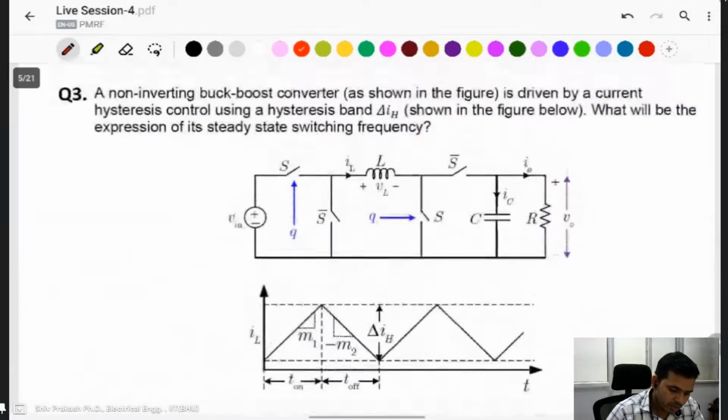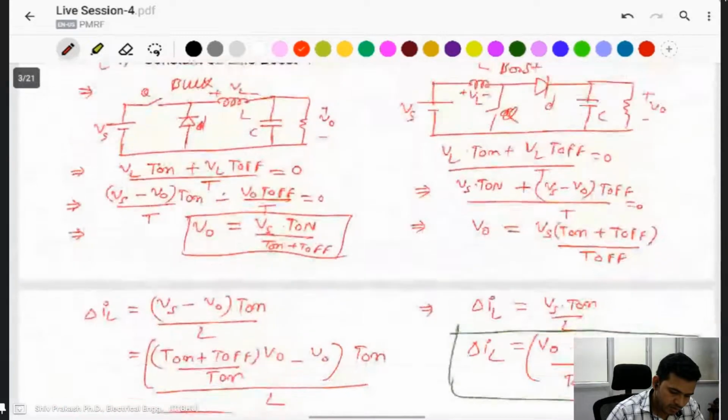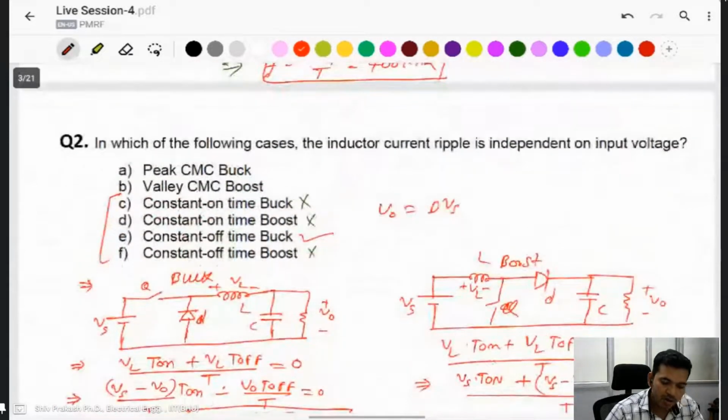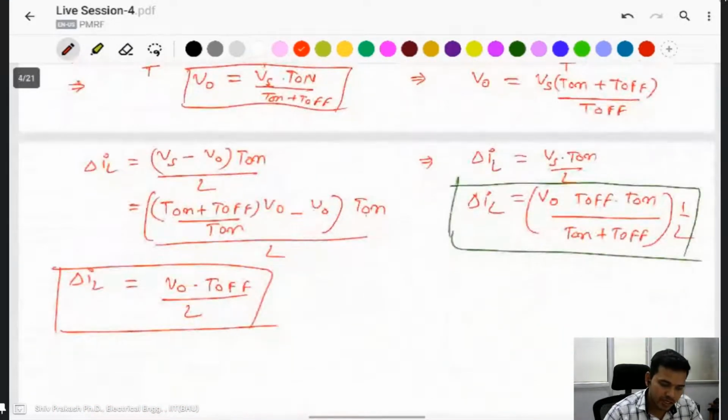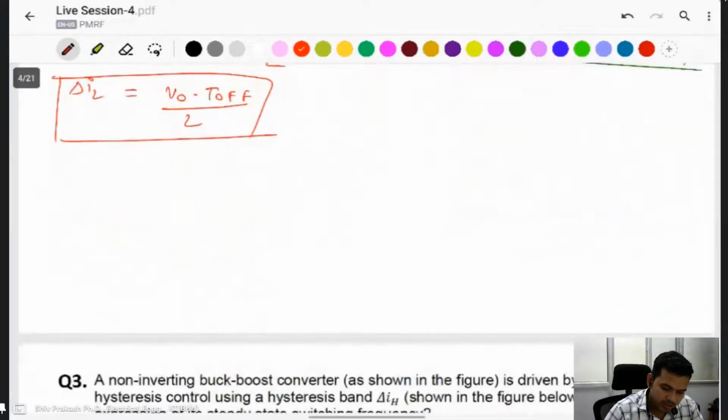Second question, I think option number E, constant off time buck converter. Because here, you see there delta IL is equal to V output into T off divided by L. Here the output voltage is also constant, and off time is given constant, inductor also constant. That's why if the input voltage changes, it is independent of the inductor current.